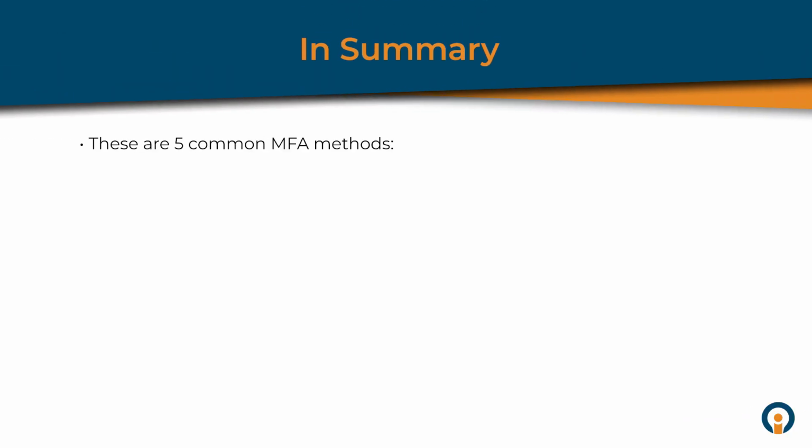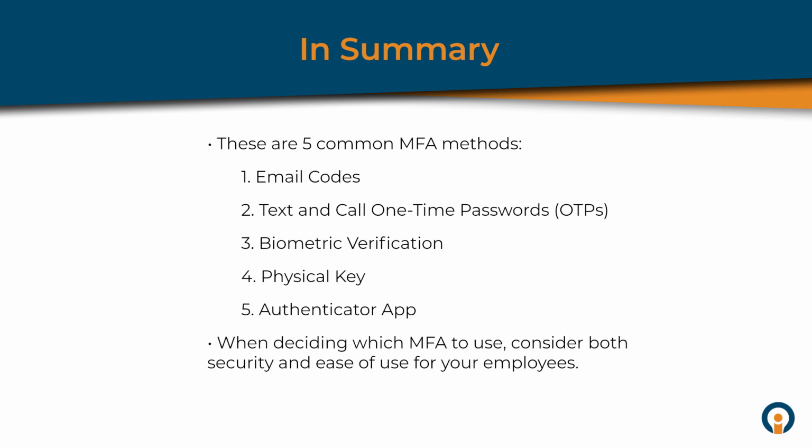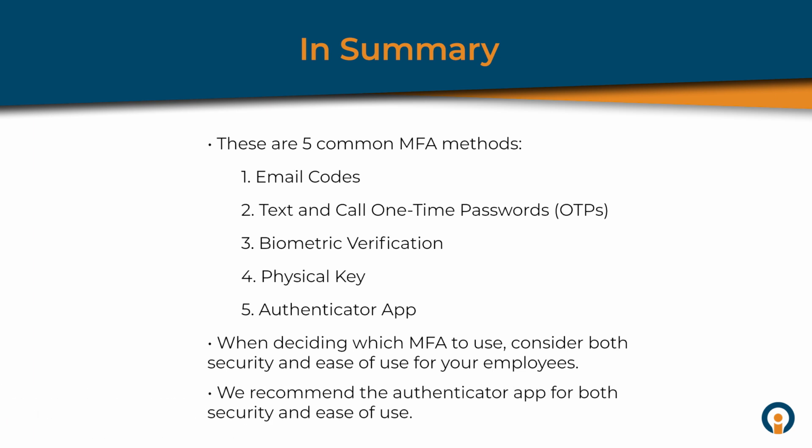In summary, there are 5 common multi-factor authentication or MFA methods: email codes, text or call one-time passwords, biometric verification, physical keys, and Authenticator apps. When deciding which MFA to use, consider both security and ease of use for your employees. We recommend the Authenticator app as the best MFA method for both security and ease of use.